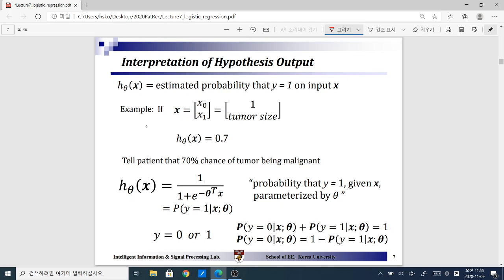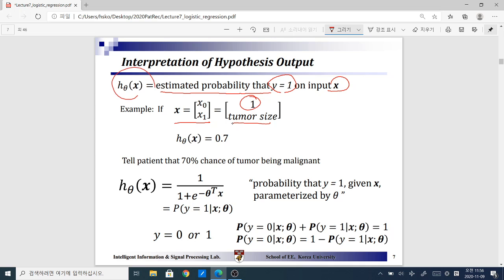Now, we can also interpret such a hypothesis function using the logistic regression model as an estimation of the probability of the output label being equal to 1 on the input of x. For example, suppose the feature happens to be, let's say, just binary in this case, x0 and x1. Well, x0, by the way, is just a bias. So x1 would be indicating the amount of the tumor size.